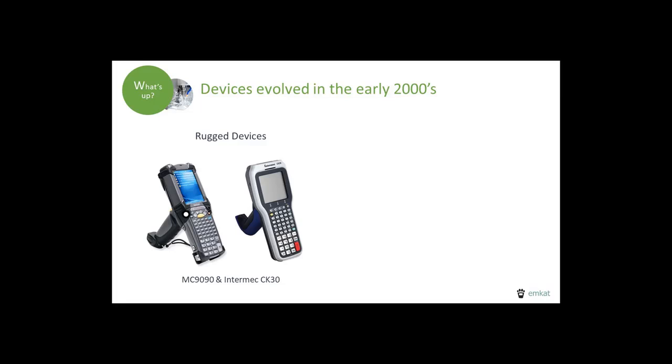So in the early 2000s, the first devices running Pocket PC 2003 and Windows Mobile 5 appeared on the market. These devices are probably going to look a little bit more familiar to everyone. The MC9090 and CK30 were especially popular, and I know some of you are still using these models. This was a big change. All applications needed to be rewritten. After an initial panic, reactions were pretty positive as users began to take advantage of improved hardware and software.